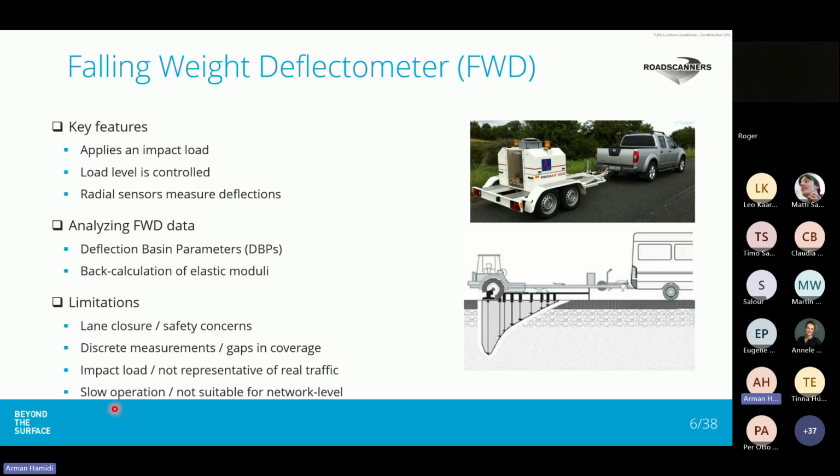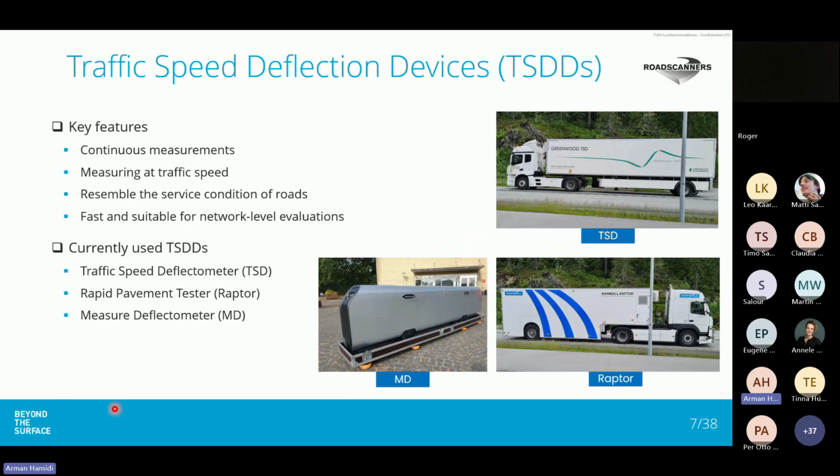Due to these reasons, traffic speed deflection devices, or TSDDs, were introduced. These devices provide continuous measurements. They can measure at traffic speed, and as they apply the load through vehicle tires of a heavy vehicle, they can better resemble the service condition of roads. And finally, they are fast and produce huge amounts of data, so they have potential to be used for network level evaluations.